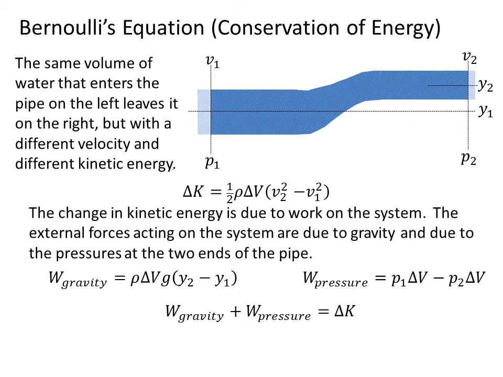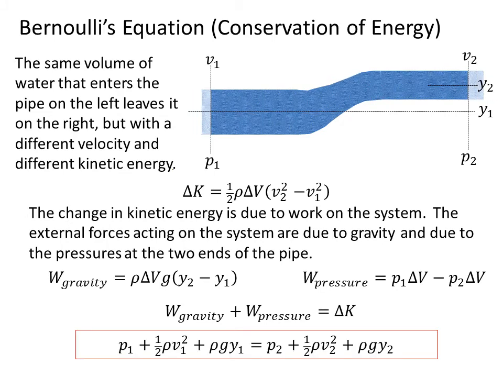So the work that gravity does plus the work that pressure does is equal to the change in kinetic energy. And if we plug in all those values and rearrange them a bit, we get a symmetric equation where we have all the quantities for the left side of the pipe on the left and all the quantities for the right side of the pipe on the right. So we have the pressure P1 plus 1/2 rho V1 squared plus rho g y1 is equal to P2 plus 1/2 rho V2 squared plus rho g y2. This is Bernoulli's equation.